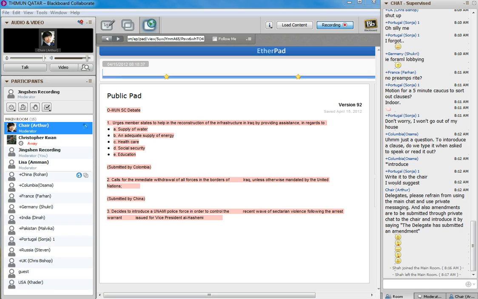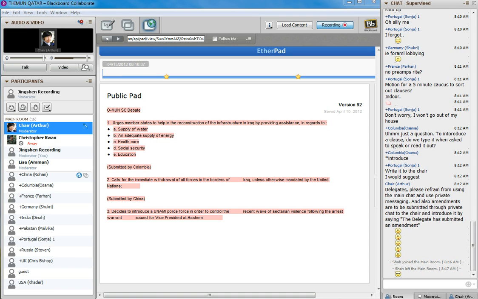add a new clause. Clause 1 urges member states to help in the reconstruction of the infrastructure in Iraq by providing assistance in regards to subclause A, supply of water, subclause B, an adequate supply of energy, subclause C, healthcare, subclause D, social security, and subclause E, education. The chair now sets an open debate time of 5 minutes. The chair stands corrected. A closed debate time of 5 minutes for and 5 minutes against. Delegate, you now have the floor.